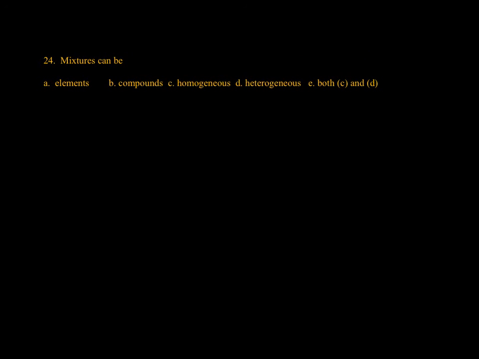Mixtures can be homogeneous or heterogeneous. Mixtures could be made up of elements and compounds, but elements are not mixtures and neither are compounds. Those are both examples of pure substances.